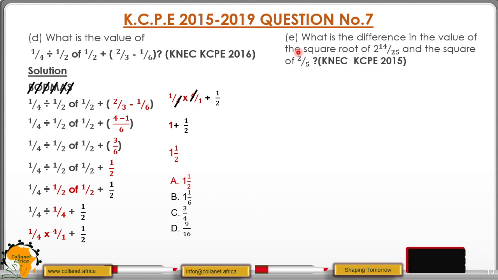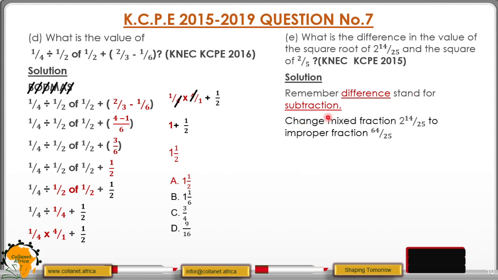Then the last question, which was tested in 2015: what is the difference? So the term is coming back, difference, which means subtraction, in the value of the square root of 2 14 over 25. These are mixed fractions, and the square of 2 over 5. So solution, remember the difference stands for subtraction or minus. Change mixed fraction to improper fraction. So 25 times 2 whole number, you get 50, plus 14, you get 64 over 25.